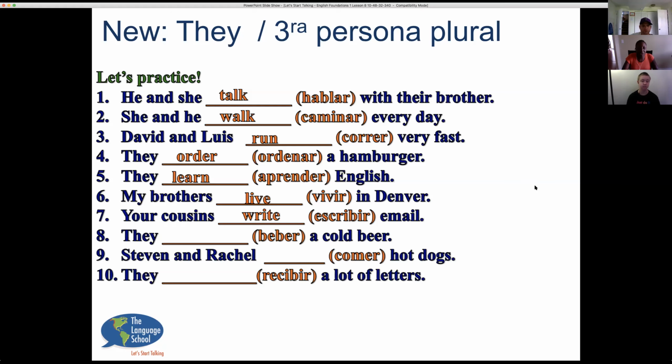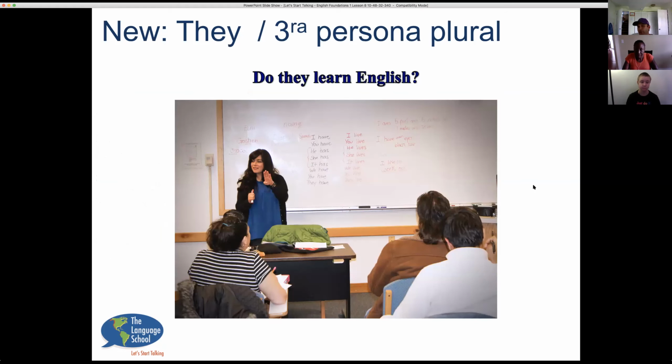They drink a cold beer. Stephen and Rachel eat hot dogs. They receive a lot of letters. Muy bien. Do they learn English, Francis?